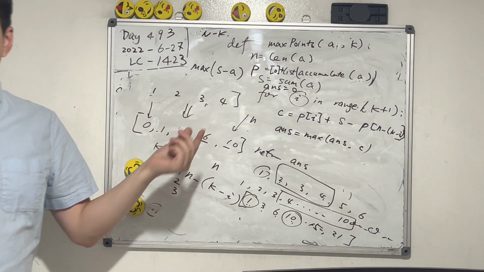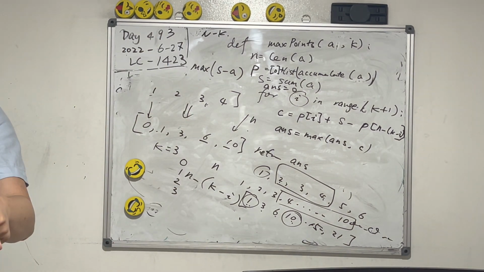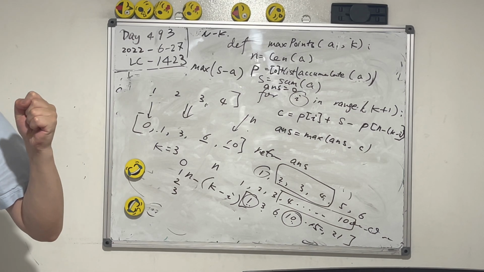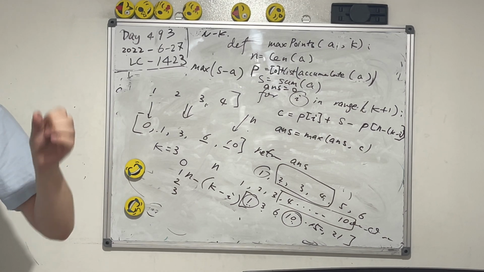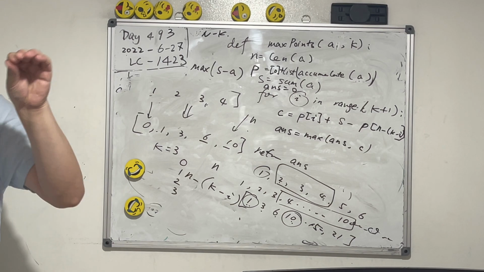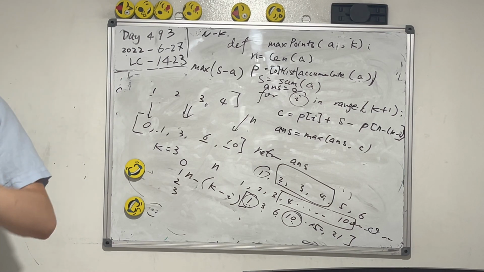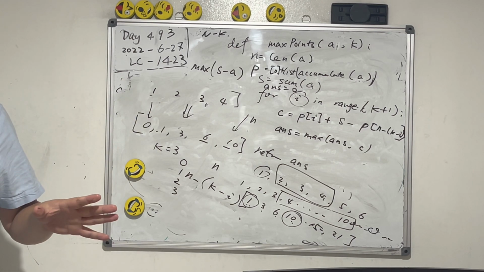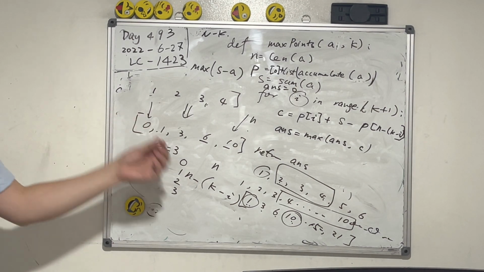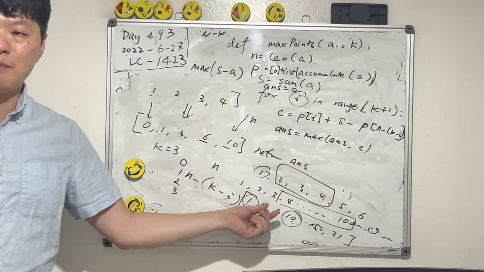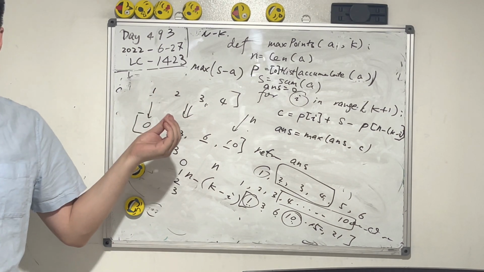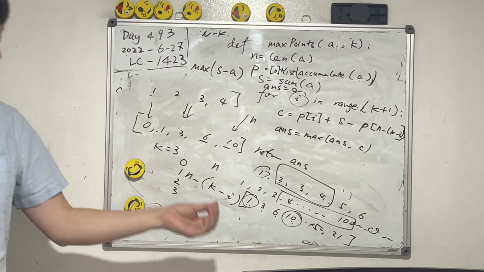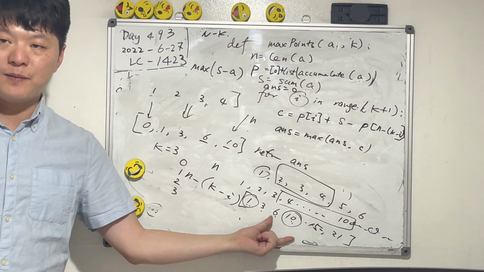To pick k numbers, we have k plus 1 choices. Picking 0 numbers from the beginning, picking 1 number from the beginning, picking 2 numbers from the beginning, up to picking k numbers from the beginning: 0 to k, there are k plus 1 possibilities. For each possibility, we can use the accumulate prefix sum to get the sum of the first few numbers, right? That's easy. We're doing this lookup.